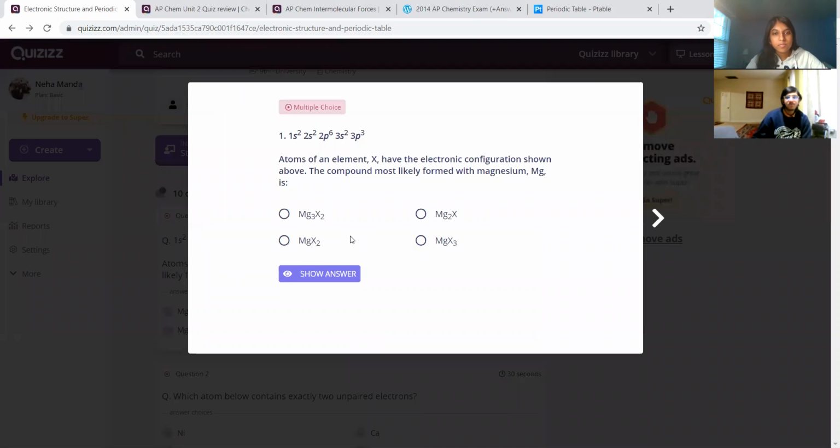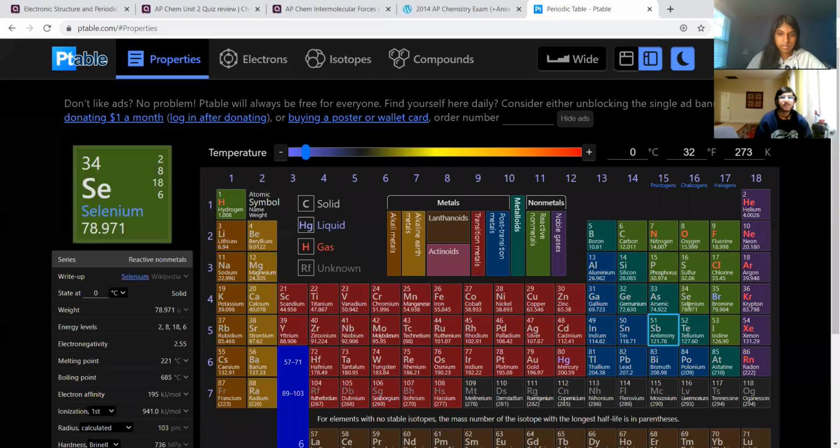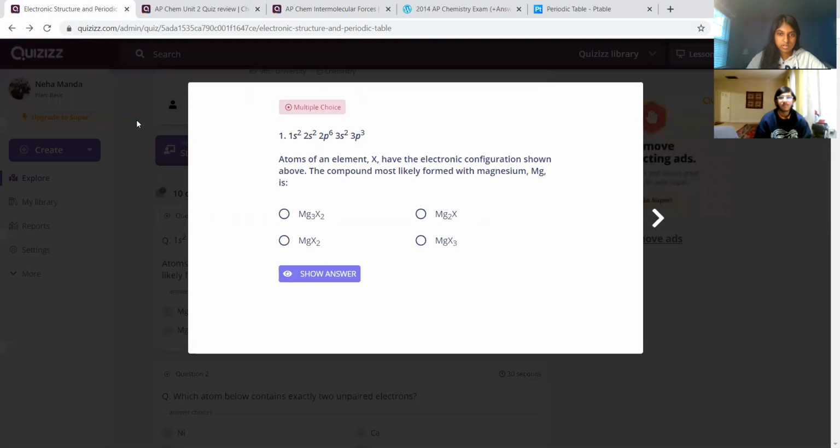Okay, so this one, probably need the periodic table, right? No, never mind. So atoms of an element X have the electronic configurations shown above. So the compound most likely formed with magnesium is, okay, so X has this electronic configuration. So if we go to the periodic table, it ends in 3p3. So 3p3 would be here, phosphorus.